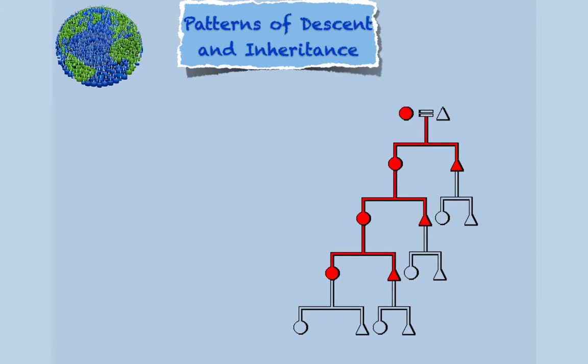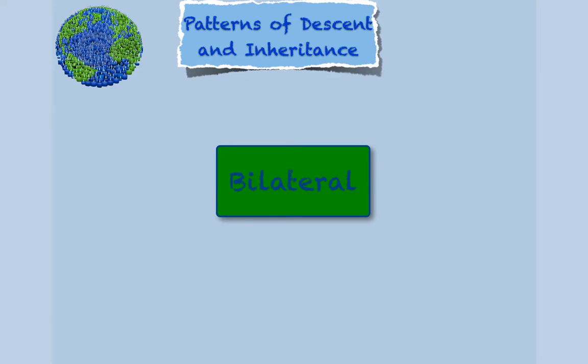Now, the alternative to both of these is what's known as a bilateral system, and this is tracing descent through both the mother's and the father's side of the family.